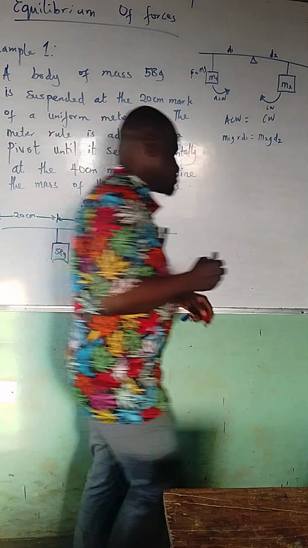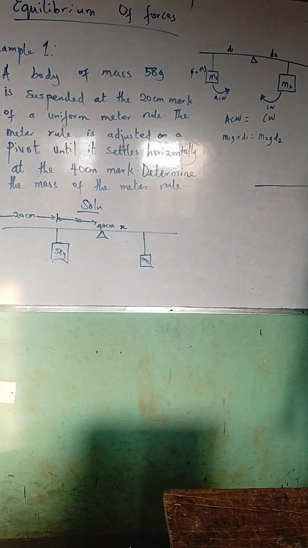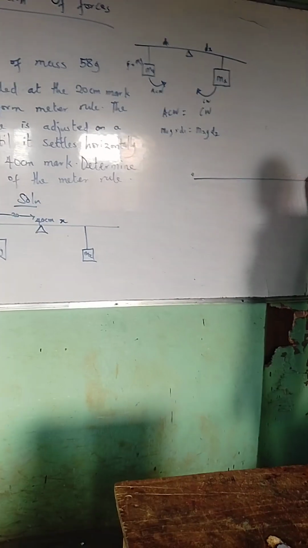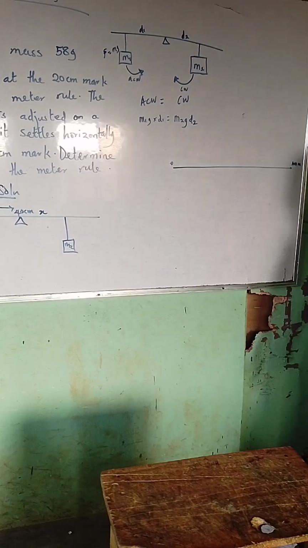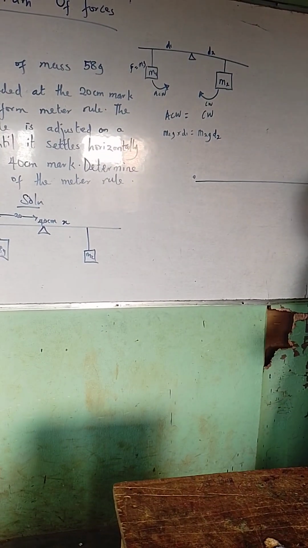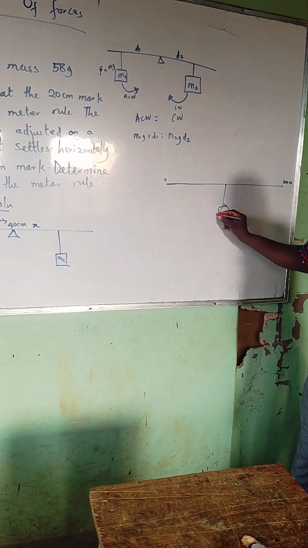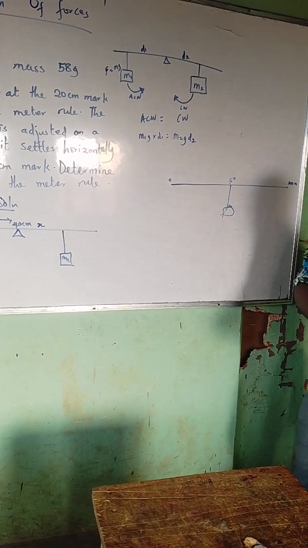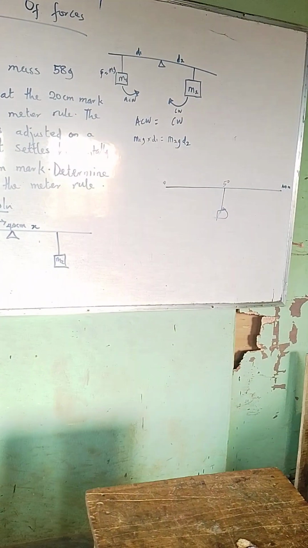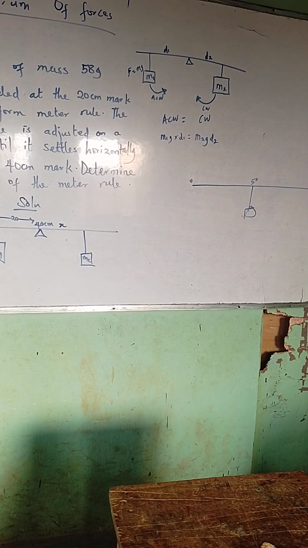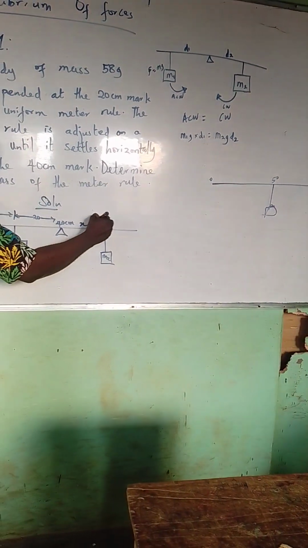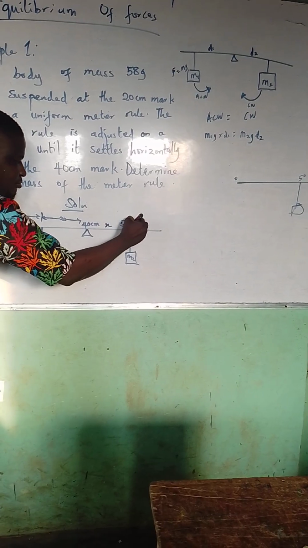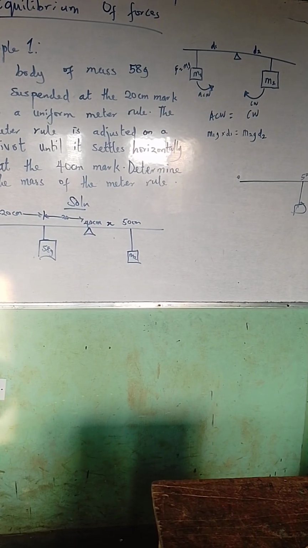But if I have from 0 to 100, if I want to balance this thing, what will the weight act on? 50. So the weight will act on the middle, 50, half of it, for it to balance, to settle horizontally. So the weight will act at this place, 50 centimeter.